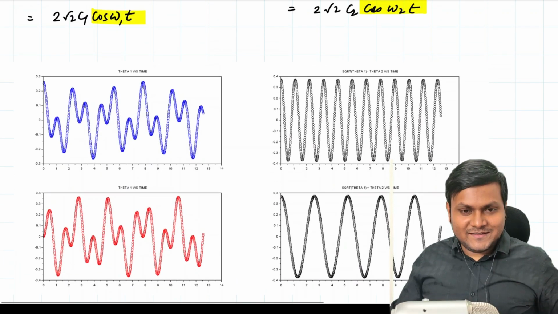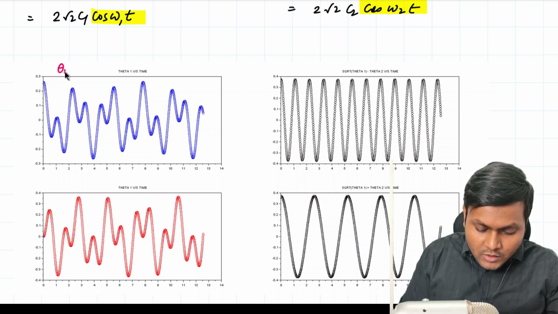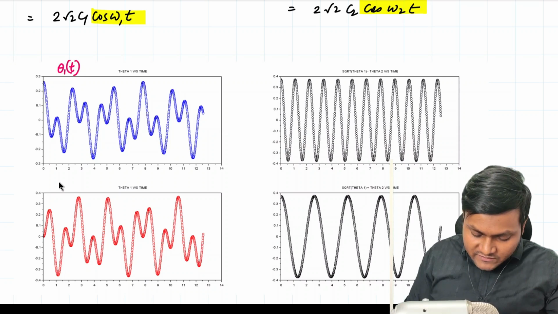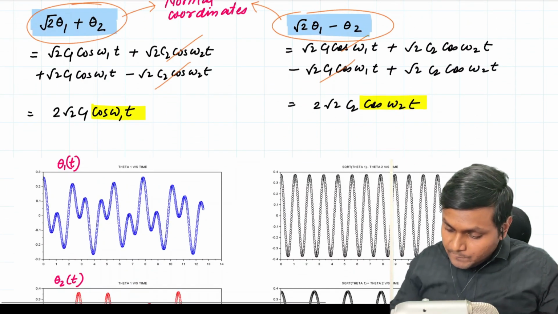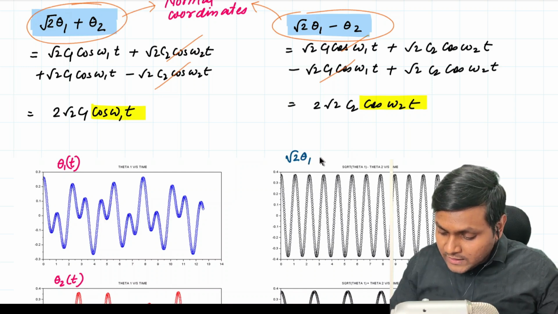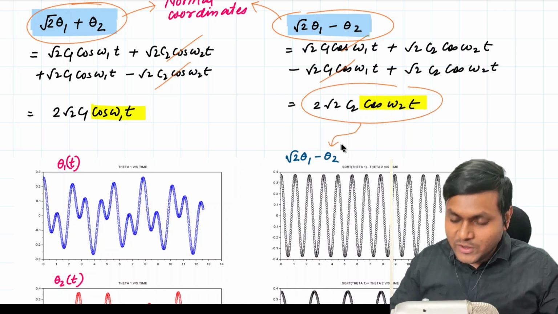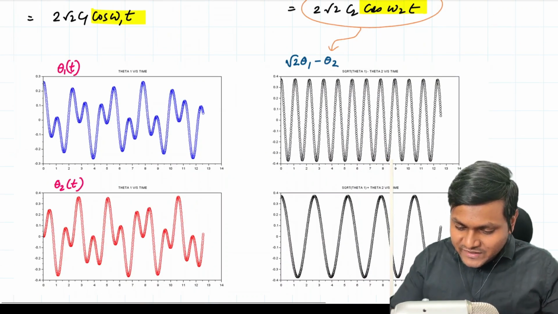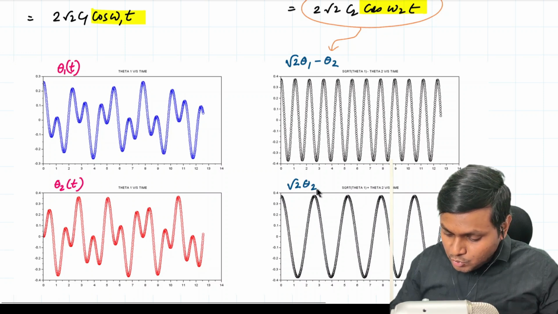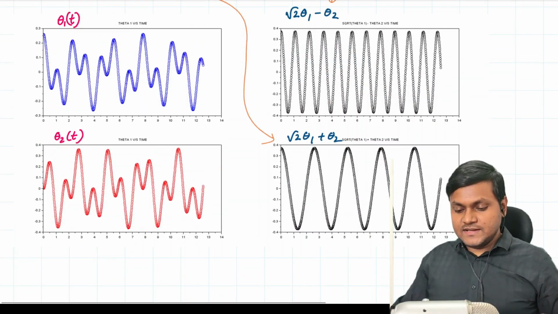So let me explain what the results are. Then we'll get a better understanding of what this is. The first graph simply gives us an idea of how theta 1 is varying with respect to time. And the second graph gives us an idea of how theta 2 is varying with respect to time. The next one is root 2 theta 1 minus theta 2, which is basically this, right? As you can see, this is what we obtained from my computational program, a sinusoidal variation, or rather a cosine variation. And the last graph is quite simply root 2 times theta 1 plus theta 2, which is simply this. That's it. So this is some kind of sinusoidal variation, right?